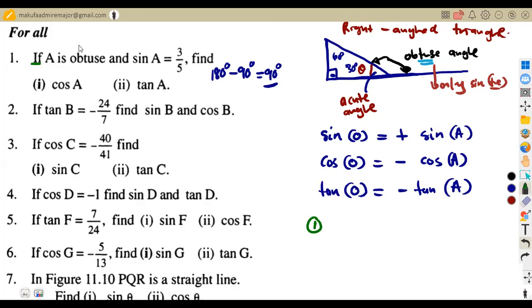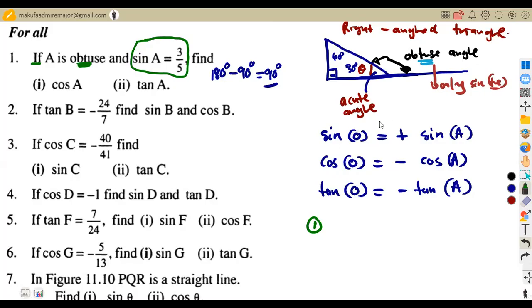If A is obtuse, they are telling us that A is representing an obtuse angle, and sine A is equal to something. If you are given sine, they have to specify whether it is acute or obtuse. Why? Because sine is positive for both acute and obtuse angles.